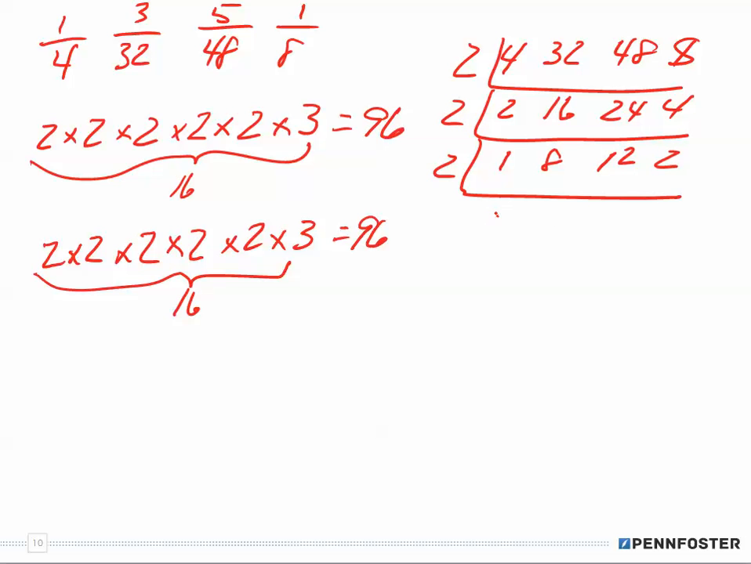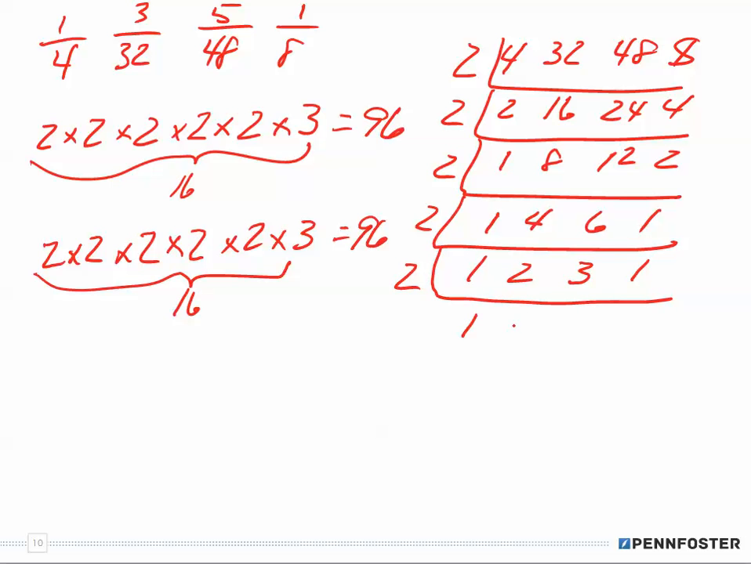Okay, 2 more. 2 and 1, bring down my 1. 2 into the 4 is 2, 2 into the 8 is 4, 2 into the 12 is 6, 2 into the 2 is 1. 2, okay, 2, bring down the 1. 2 into the 4 is 2. 2 into the 6 is 3. And 2 into 1 can't go, so you bring down the 1. Right? 2 again. 1, 1, 3, 1.